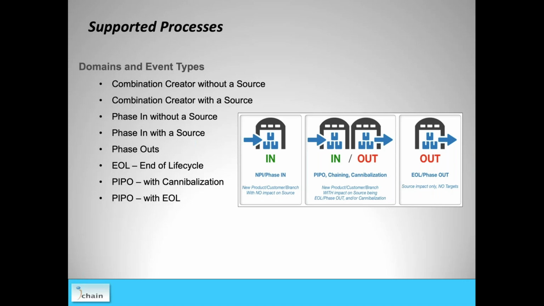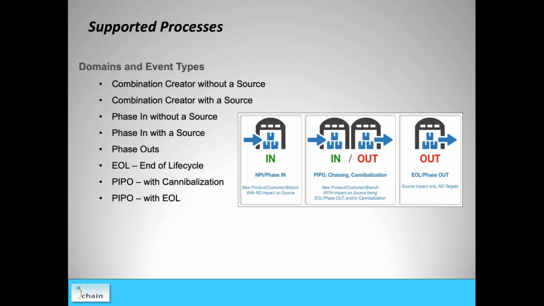PIPO source cannibalization. What this allows is for us to do a phase in for a new item, say B, based upon an old item, say A, where B is going to get some of A's old volume, but also cause A to sell less in the future. This event makes new B, our target, look like A, our source, for history and forecast, but provides the ability to reduce the source's history and forecast by a set user-defined cannibalization percentage, or cannibalization rates, if you would. So we introduced B and it causes A to sell less. So we forecast less for A.